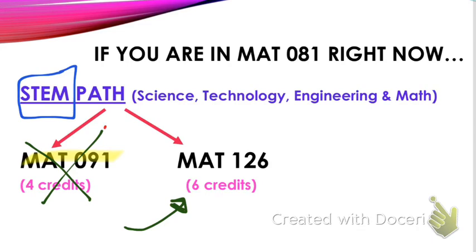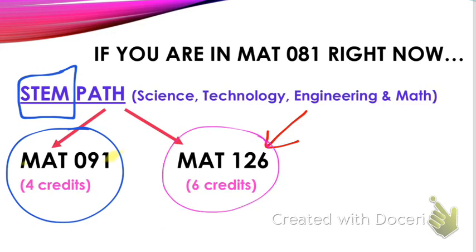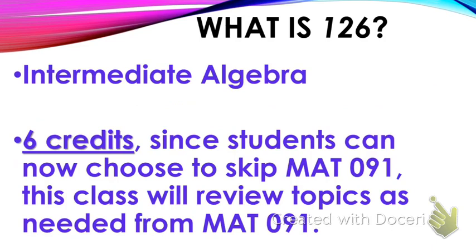So you could either, again, skip what I just talked about, or you can decide to sign up for that class because maybe you see that you need to learn those concepts before you move on to the next math class. So let's now go ahead and talk about what is Math 126. Math 126 is a 6-credit math class. Since students can now choose to skip Math 091, this class will review topics as needed from that class that is skipped.